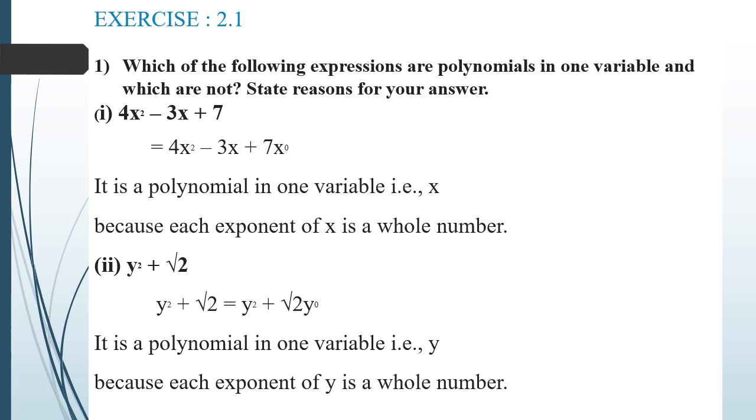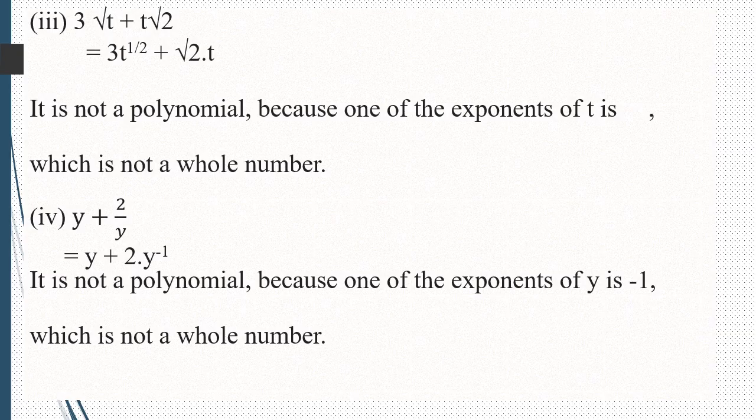Now I'll see the second subdivision, y square plus root 2. Here the variable is y. The exponents of y are also whole numbers. So it is a polynomial. Third subdivision, 3 root 2 plus t root 2. Here the variable is t, but the exponent of t is not a whole number. So it is not a polynomial.